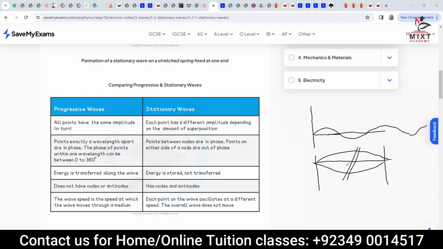And one of the most important differences: in a progressive wave, if I say this point, let's suppose, then this other point is a lambda distance away, within 0 and 360 degrees. On the other side, points between nodes are in phase. Let's suppose these are the points, nodes. They are all in phase.